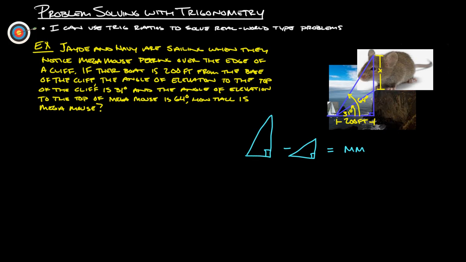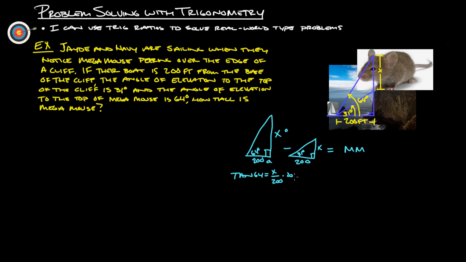To the top, we know that this is 200 and this is 64. So this is 64 degrees and that's 200. And then for this other one, this is 31 degrees and 200. In both of these cases, we're looking for x here. So from this angle, that's opposite, and this is adjacent. So that's going to be tangent. Tangent 64 is opposite, which is x, over adjacent, which is 200.